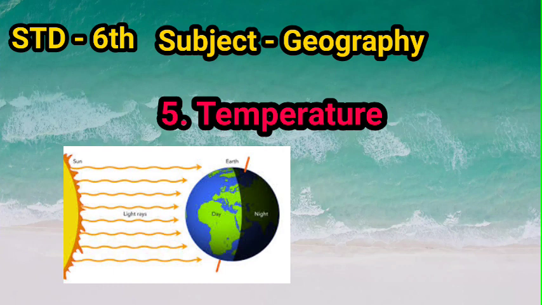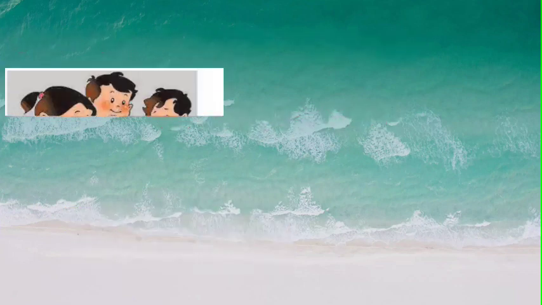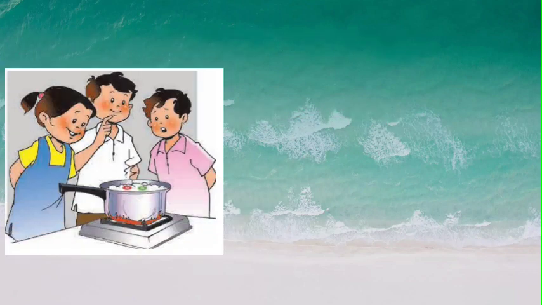Children, today we are going to learn how temperature causes the movement of oceanic water, and we will also study the method of temperature distribution. Let's see. Children, a pot with water is placed on a burner. Drop 4-5 small plastic buttons in it and observe their movement in the water.